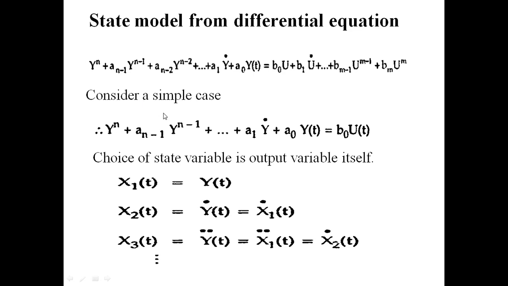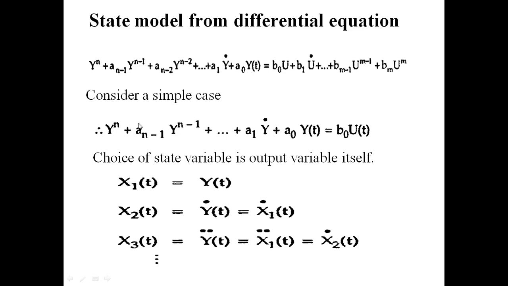So I'll try to consider a simple form of this one. Here we have multiple terms, right? Multiple input terms. Instead of considering multiple input terms, I'll consider only one input, that is b naught into u of t. And thus the LHS is y power n plus a n minus 1 into y power n minus 1 plus till a1 y dash plus a naught y of t.